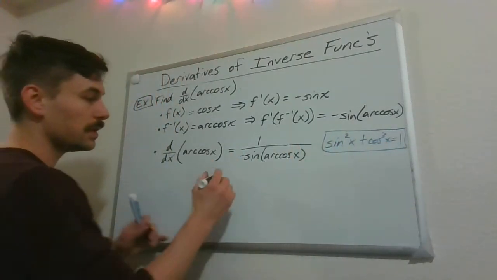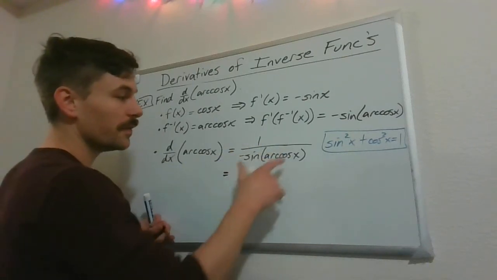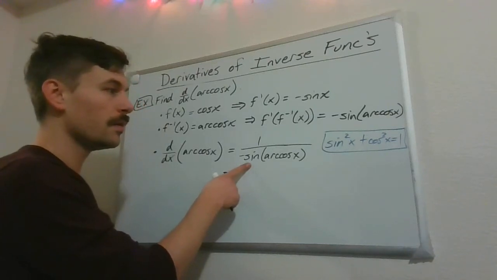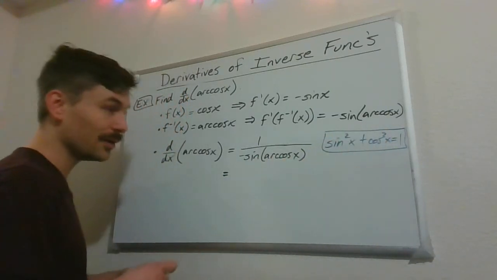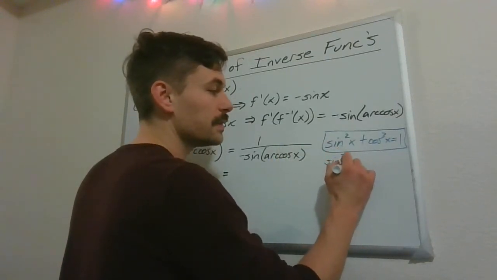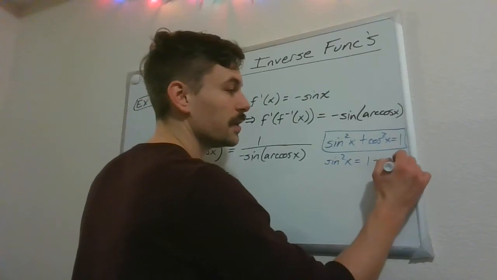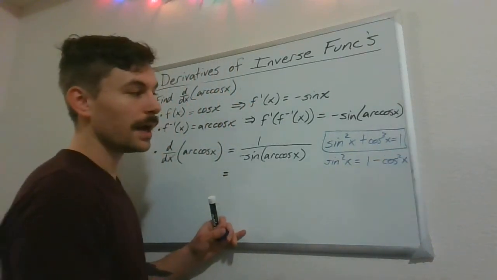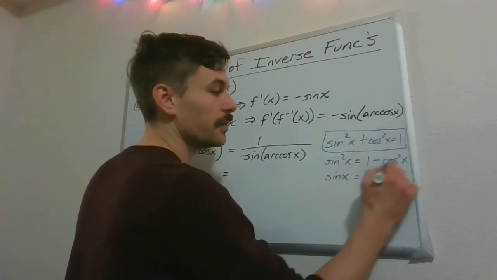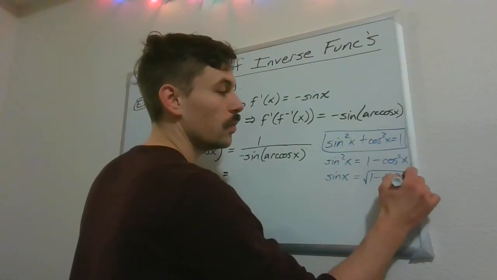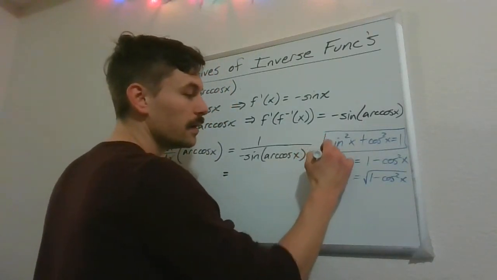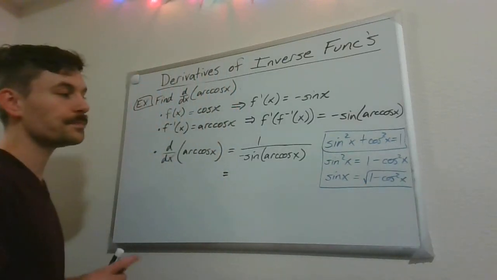So let's replace some of our stuff here. I don't have a sine squared, I just have a sine. So I can manipulate this a little bit and just say, cool, let me take that Pythagorean identity. First, I'll get sine squared by itself, so 1 minus cosine squared. And then we can take the square root. So sine of x is the square root of 1 minus cosine squared. So from there, I'm just going to box that off.